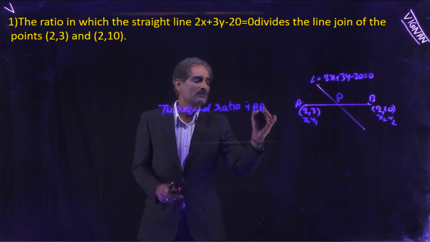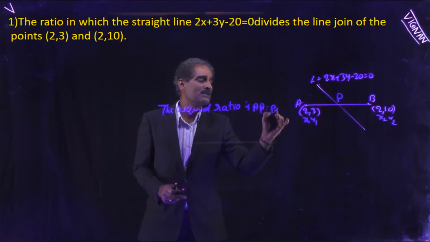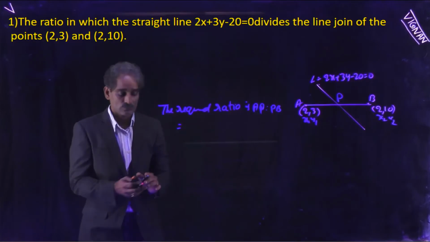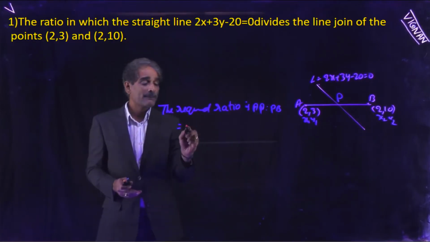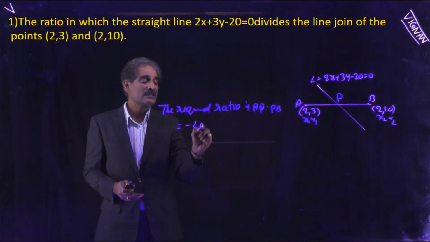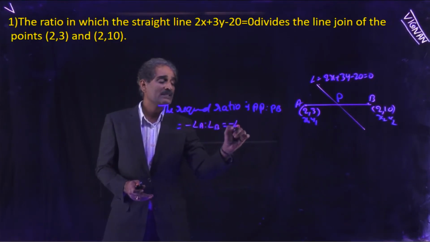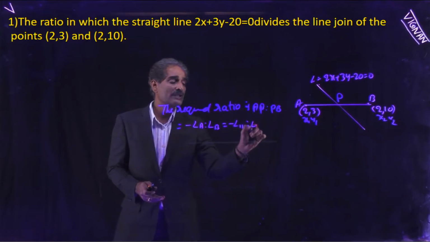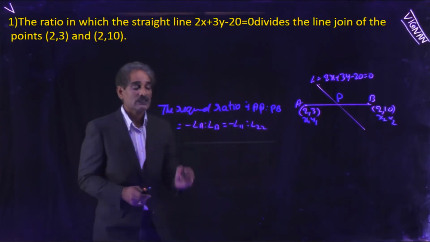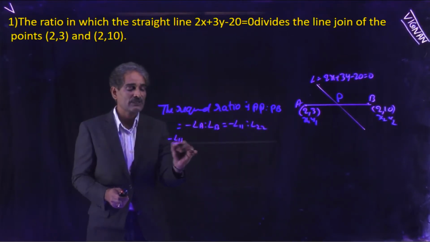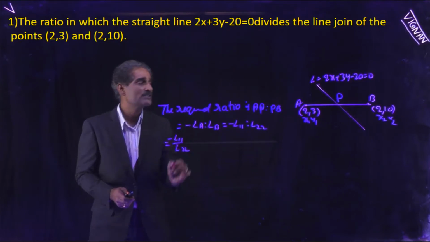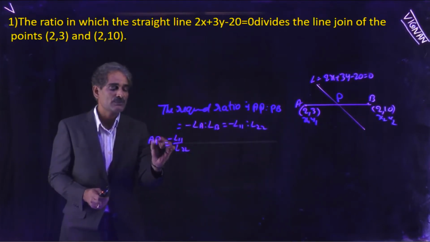AP is to PB is equal to minus LA is to LB. That means minus L11 is to L22, otherwise minus L11 by L22. That is equal to AP is to PB.